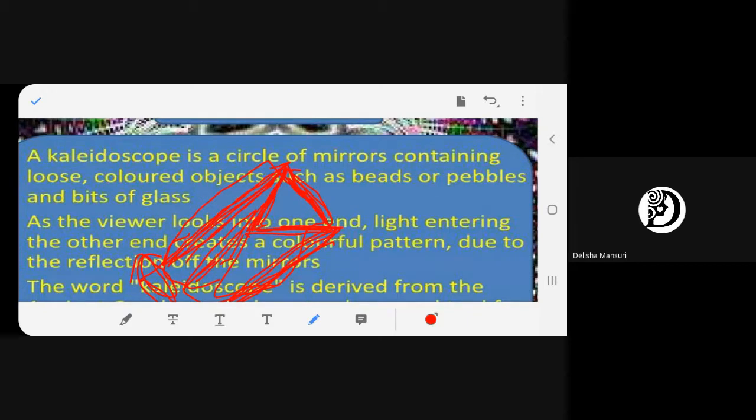There are three rectangular pieces of glasses, not glasses, rather mirror. So we place it like this, like a triangular. One at the bottom and two on the sides, and make a triangle on one side. And on the other side we will have a mold.